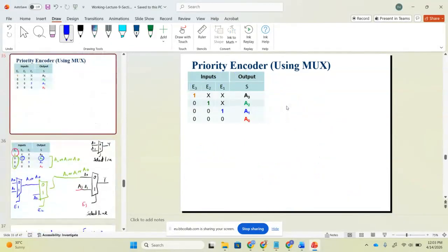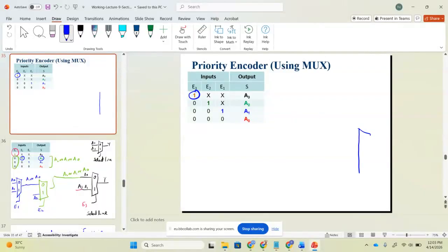Now we want to build the priority encoder. If E3 is 1, now I'm using this color, we ignore E2 and E1. And what is my output? My output is S. Can you see here?